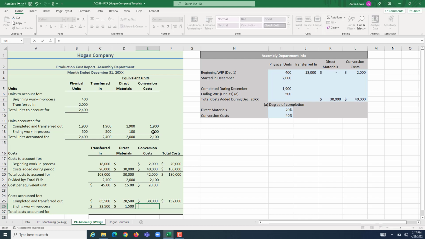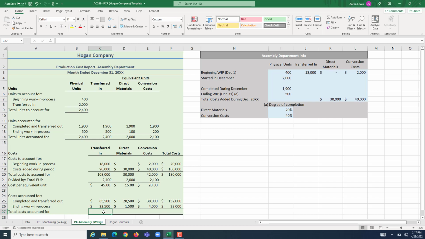We have 200 units in ending WIP, equivalent units, multiply that by the $20 cost per equivalent unit. That is $4,000 worth of conversion costs unique to the assembly department, which we've already spent on gonculators which are still a work in process when December ended. We add those three together to get our total ending WIP, and it comes out to be $28,000.